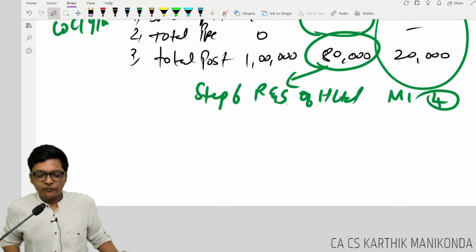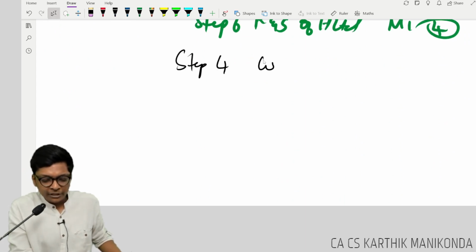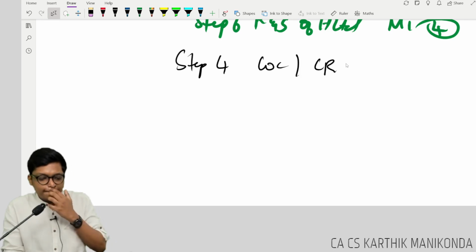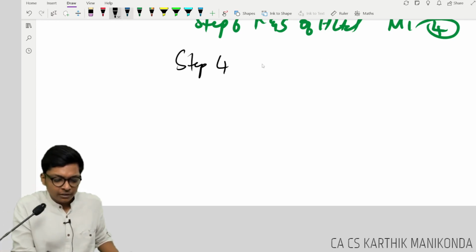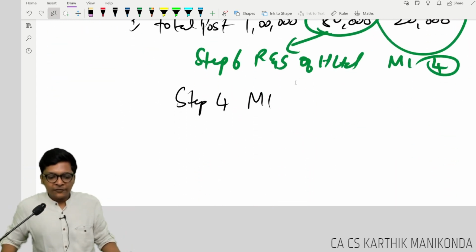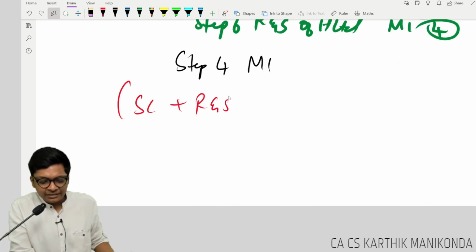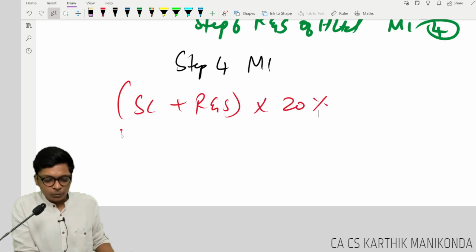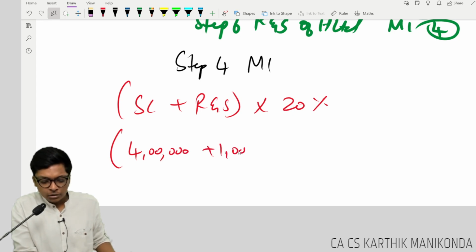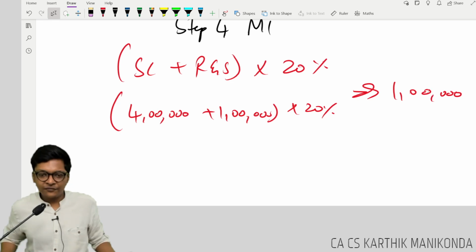Then following, guys. Next, step 4, computation of minority interest. How much, guys? 1 lakh. That's it. If you want to cross check your answer, share capital plus reserves and surplus into 20%. What is share capital? 4 lakhs. Reserves is 1 lakh. 5 lakhs into 20% is how much, guys? 1 lakh. You are getting the same 1 lakh. Just if you want to cross check, guys.